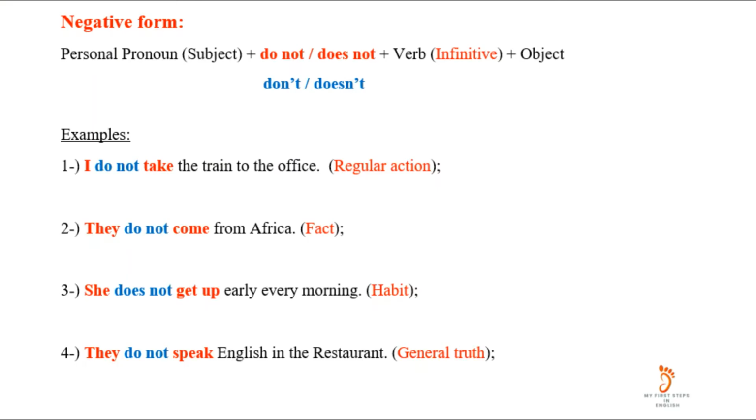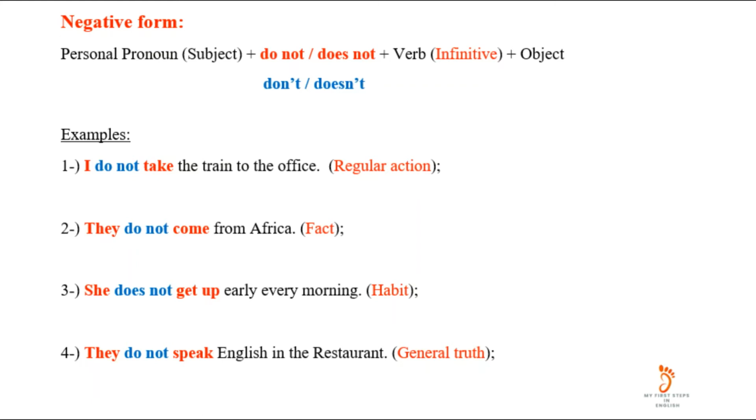Alright, now let us see the negative form of the present simple tense. It is structured as follows. First, we have the personal pronoun or the subject. Second, we have do not or does not. It depends on the personal pronoun. Or we have their short forms, don't and doesn't. Third, we have the verb in the infinitive form. And finally, we have the object. Well, we'll also have four examples according to the context, like in the interrogative form and in the affirmative form.